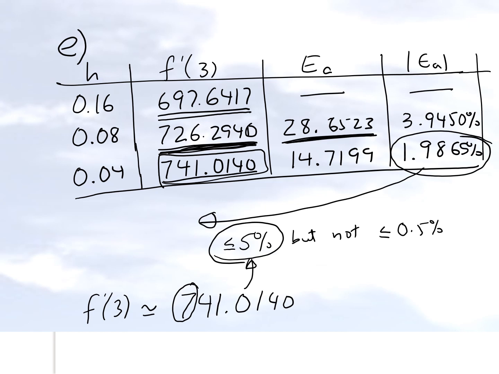If you continue to decrease the step size further, what you're going to find out is that you'll start getting much smaller absolute relative approximate errors, and hence you're going to get more significant digits correct in your answer. And that's the end of this segment.